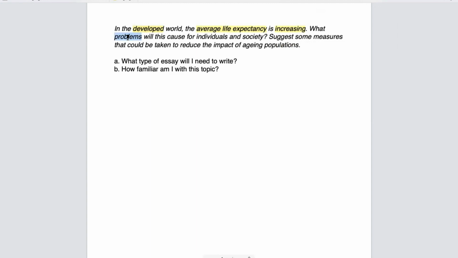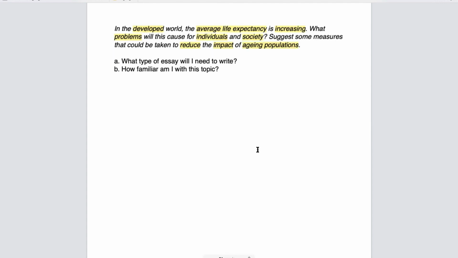Now, what problems, this is important because it gives us a clue as to what type of essay we have to write, will this cause for individuals and society? So I'm looking at problems for individuals as well as society. I already know there are two problems here that I should be looking at. Suggest some measures that could be taken to reduce, I'll say this is important, the impact of aging populations. And I'll go ahead and highlight aging populations.